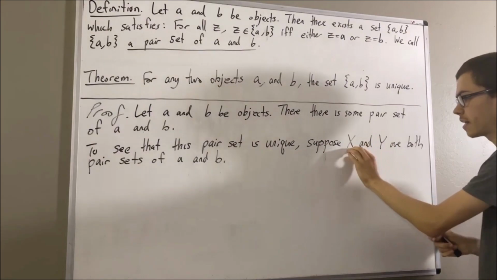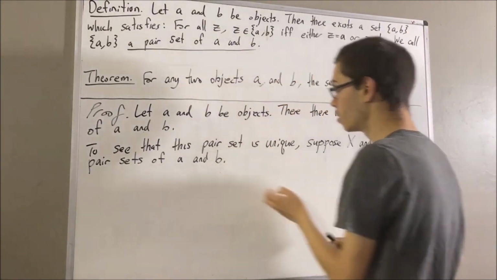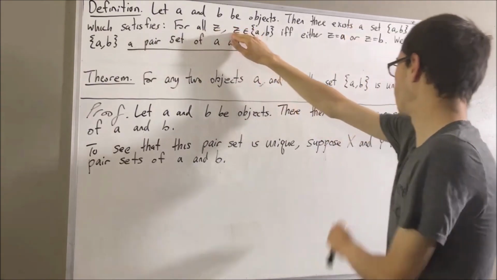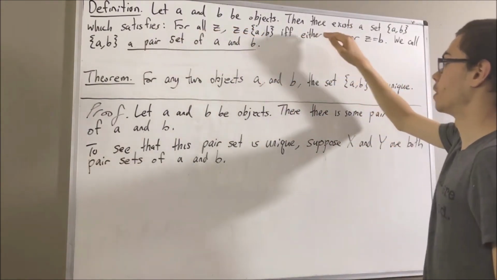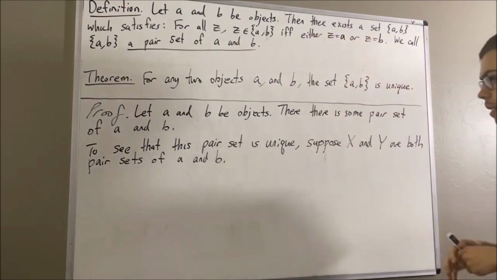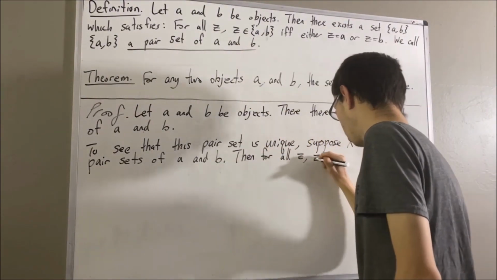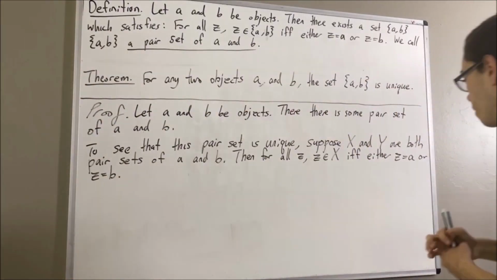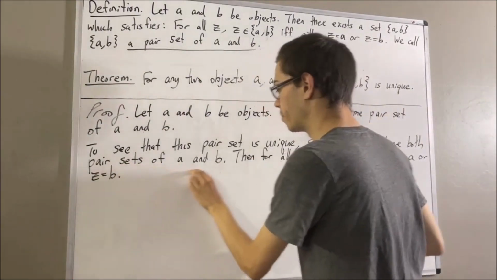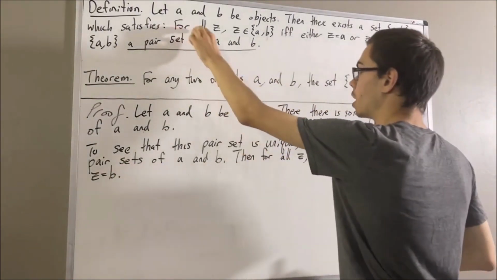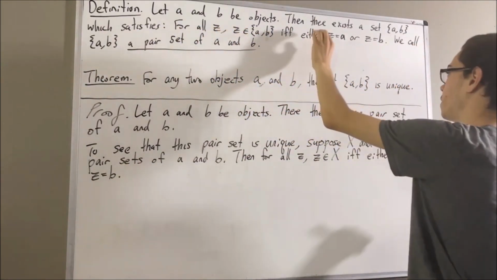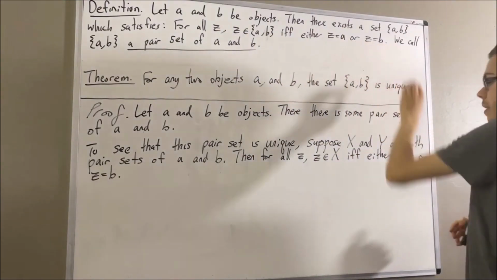Now, since X is a pair set of A and B, what that means is, for all objects Z, Z is an element of X if and only if either Z is equal to A or Z is equal to B. And also, since Y is a pair set of A and B, what that means is, for all objects Z, Z is an element of Y if and only if either Z is equal to A or Z is equal to B.